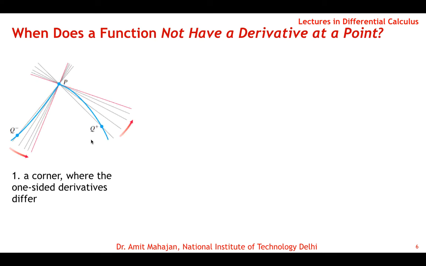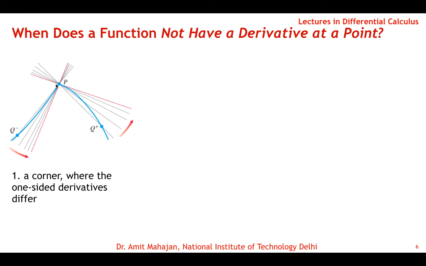So in this case, if this blue line is your function curve, and we want to check the derivative at this point p, then you can take the neighborhood point q on the left to check the left-hand derivative, and take the neighborhood point q on the right to check the right-hand derivative.